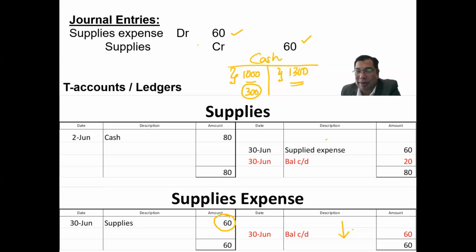300 will fall under liability. This will be your liability. This will be your bank overdraft. Meaning you are borrowing from the bank, instead of keeping the money in the bank. Now you borrow money from the bank. It's like a credit card now. Okay.